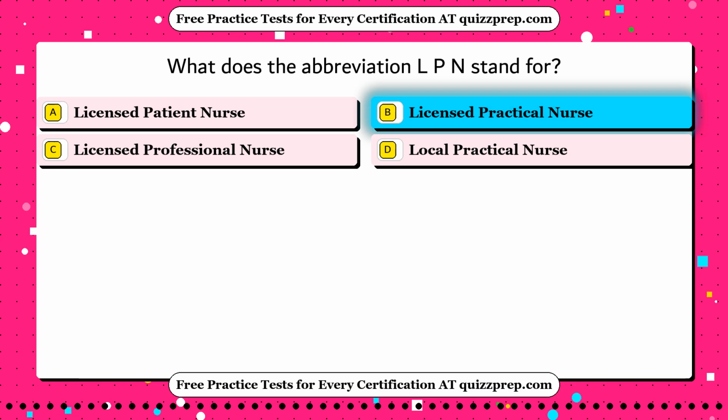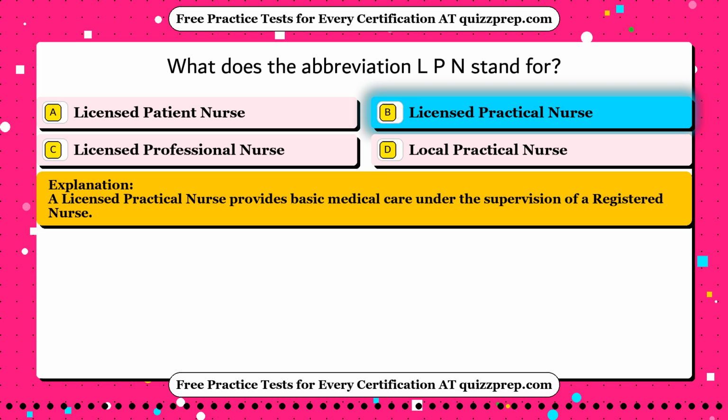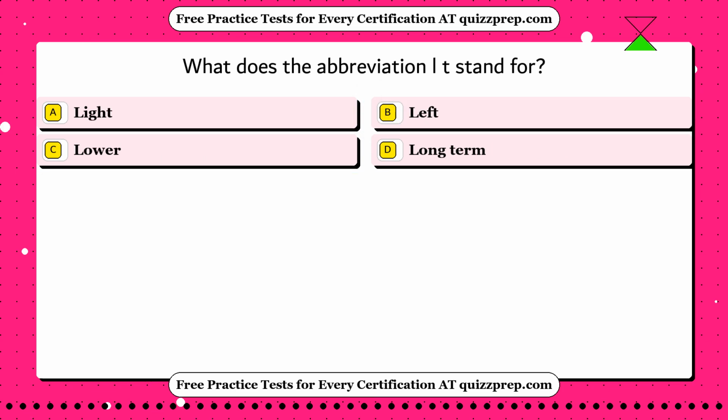The correct answer is option B, licensed practical nurse. A licensed practical nurse provides basic medical care under the supervision of a registered nurse. Question 68. What does the abbreviation LT stand for? Option A, light. Option B, left. Option C, lower. Option D, long term.